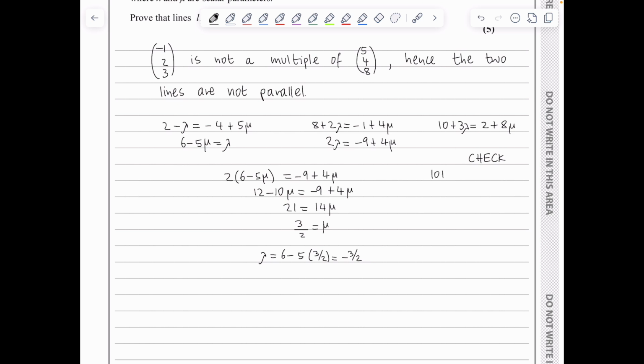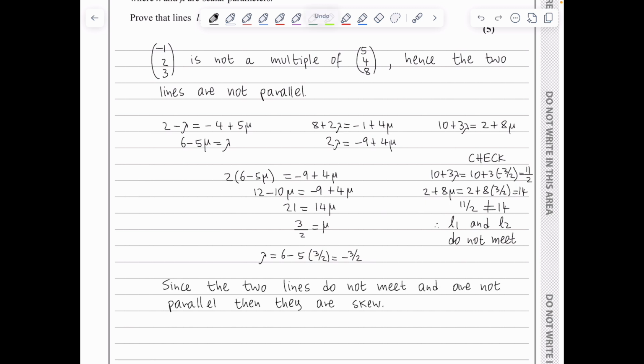So 10 plus 3 lambda is equal to 10 plus 3 times minus 3 over 2, which gives an answer of 11 over 2, whereas the 2 plus 8 mu is equal to 2 plus 8 times the 3 over 2, which is 14. Since 11 over 2 is not equal to 14, we conclude that the two lines do not meet, so L1 and L2 do not meet. So we have now ruled out the second possibility of the two lines intersecting at a point. So what we're missing here is an overall conclusion that since the two lines do not meet and are not parallel, then they must be skew.